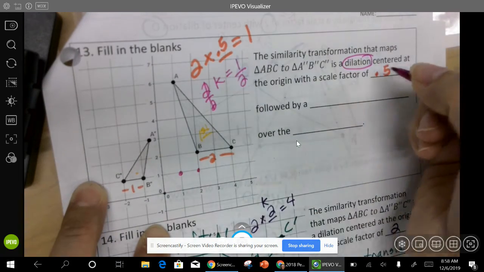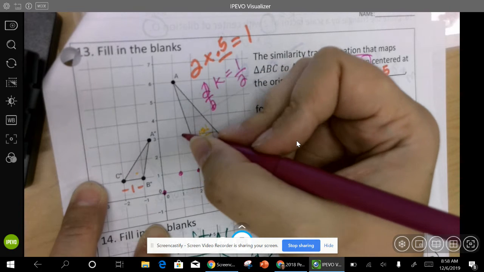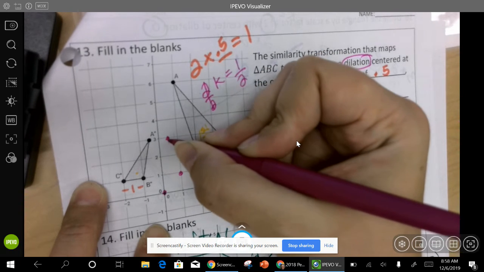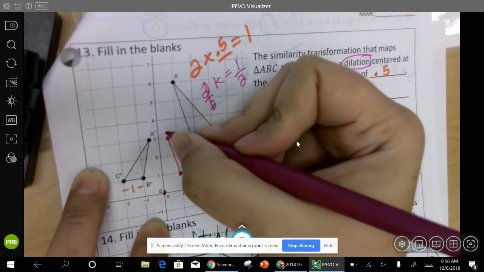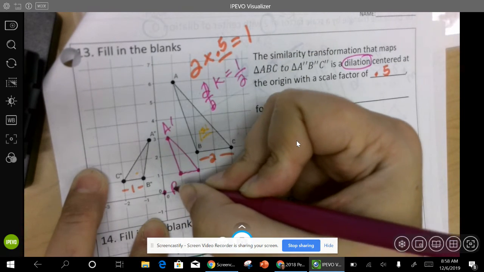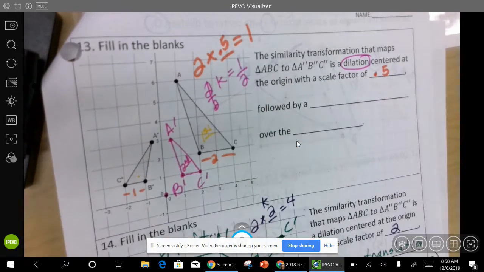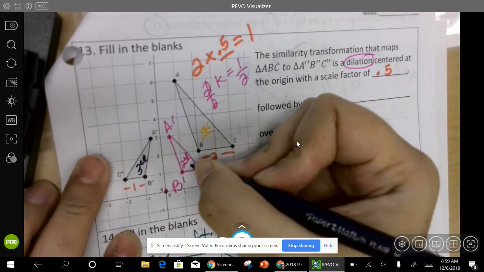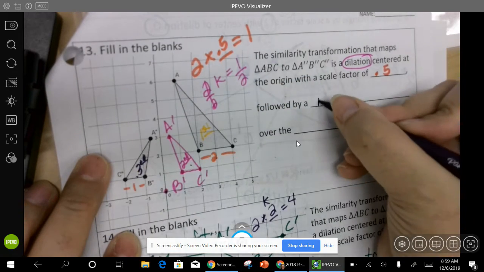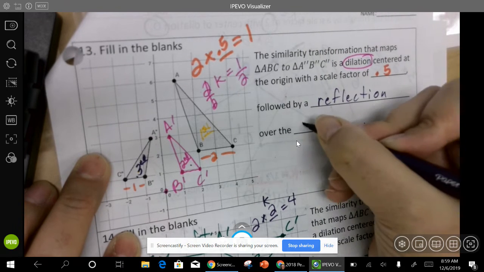And it's about the origin, so everybody, that's right here. So it means I'm taking and dilating it down. And that's our second. And then our third one is this one. I go, how can I get from here to here? Well, I can do a reflection over the y-axis.